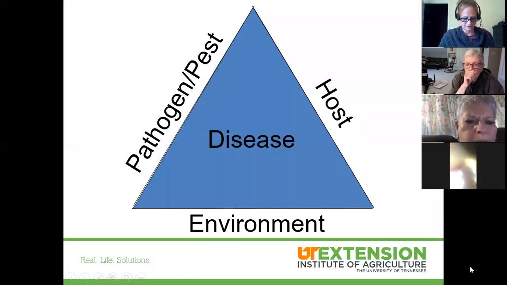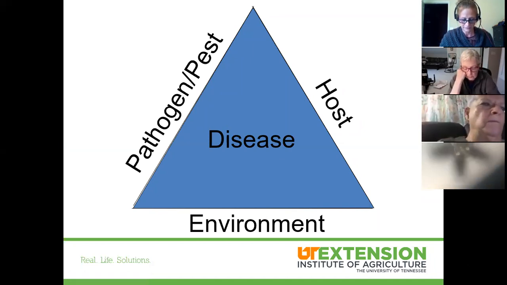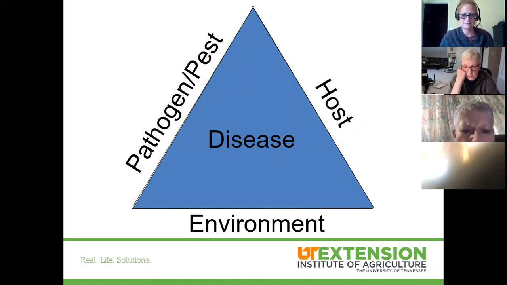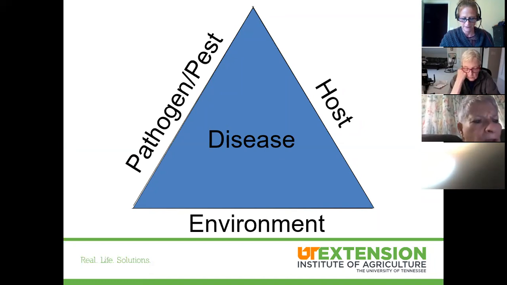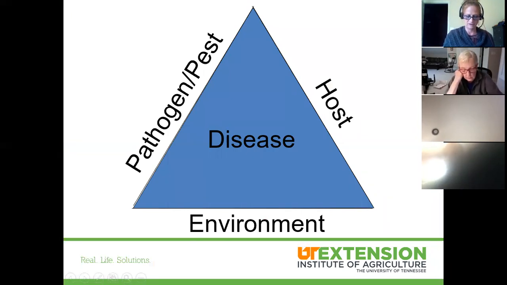Now, for a disease to occur, three things must be present. You must have an active pathogen or a pest, a susceptible host, and an environment that is conducive to infection or infestation. Adjusting any of these three factors can change how much damage we would expect from a pathogen or a pest.